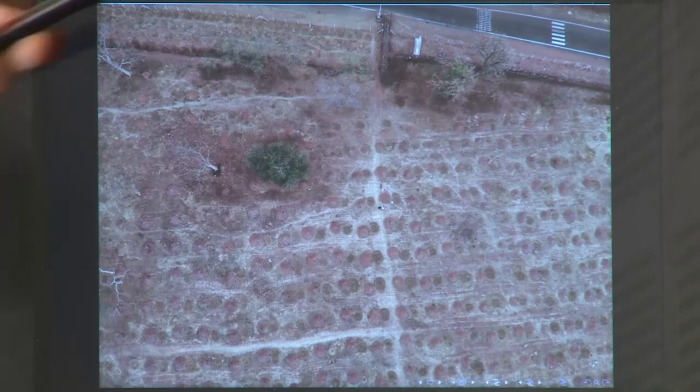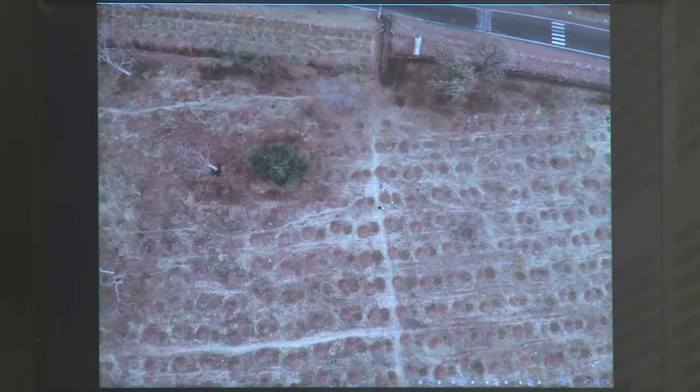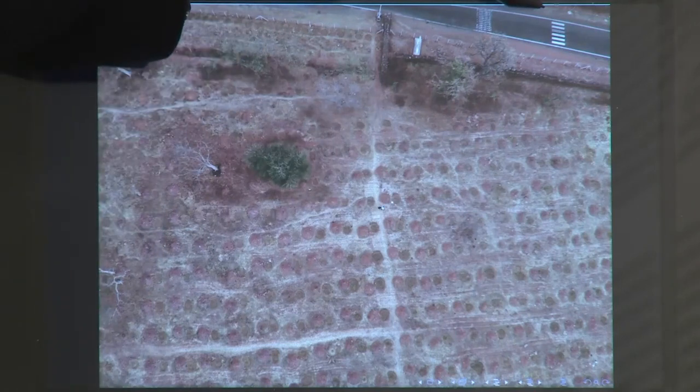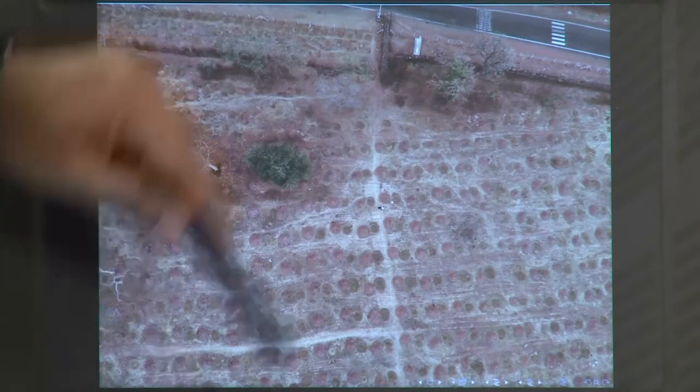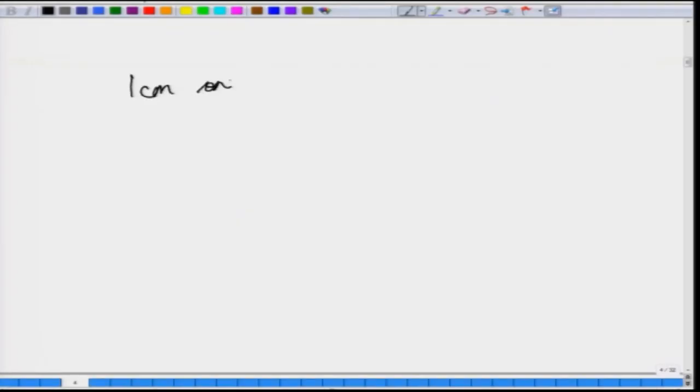So, for instance, here you are seeing this road and you have this zebra crossing. In this case you can measure this distance on the ground, measure this distance on the photograph, and so you get a scale factor: in the case of your photograph, 1 centimeter on the photograph is, say, equal to 8 meters on the ground.